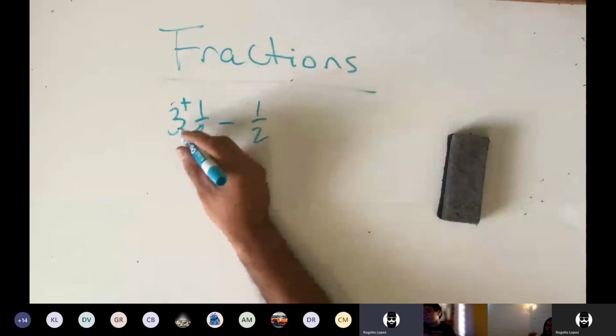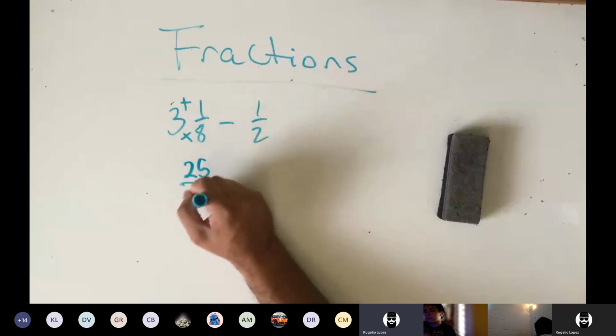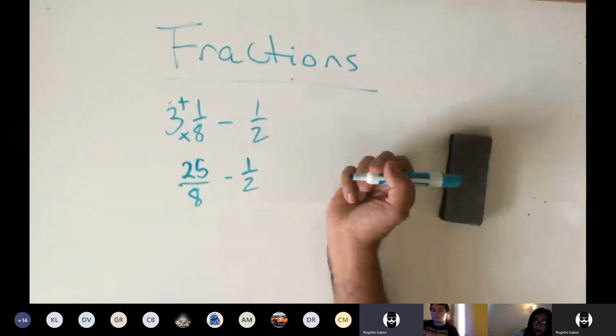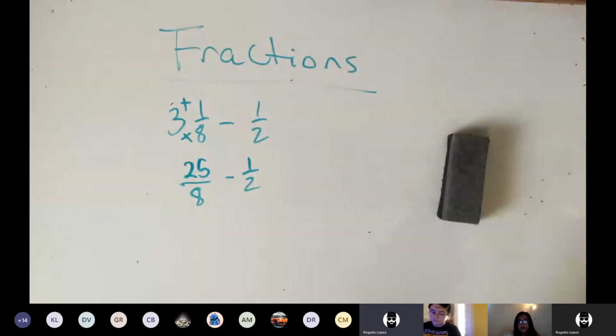So I'm going to do 8 times 3 is 24, plus 1 is 25. So that gives me 25 over 8. And on the other one, I'm just going to leave it alone. I'm just going to put 1/2. So now I have two denominators that are different. I got an 8 and a 2, so I'm going to find something that they can both become.